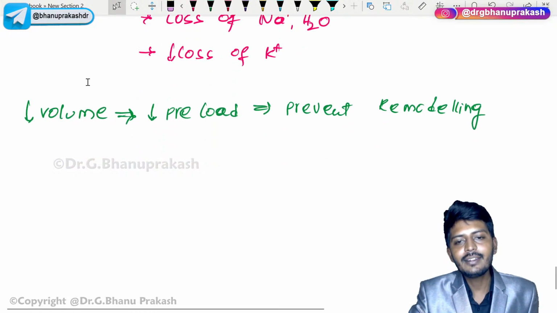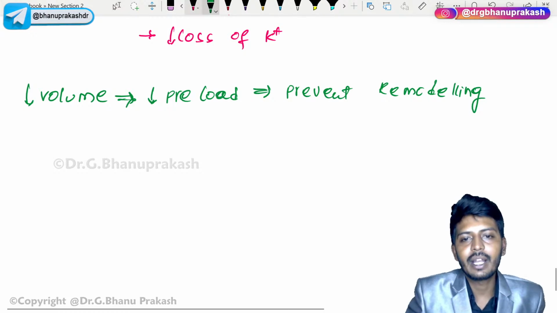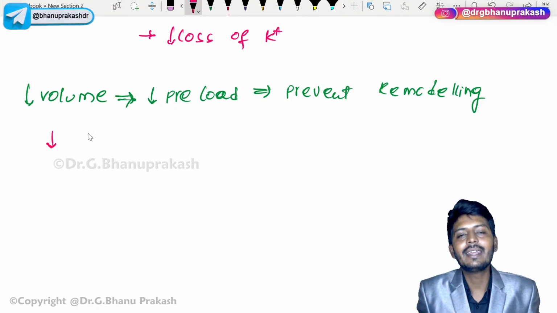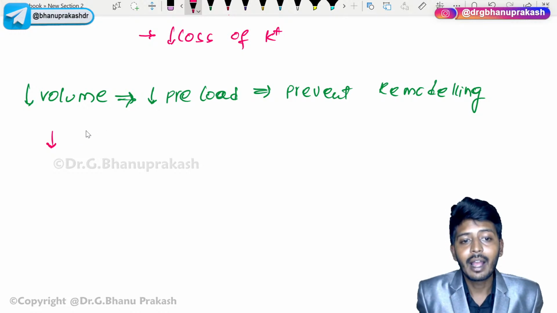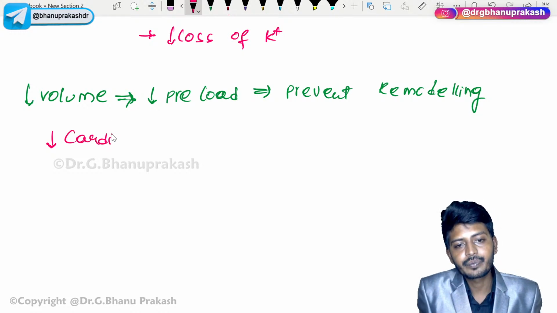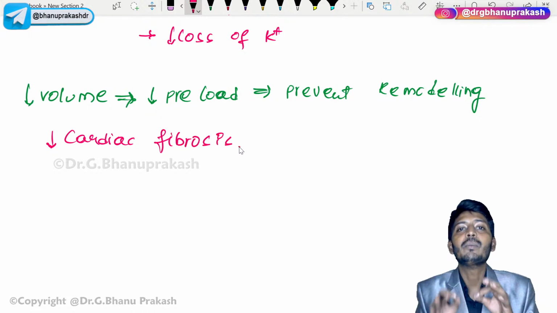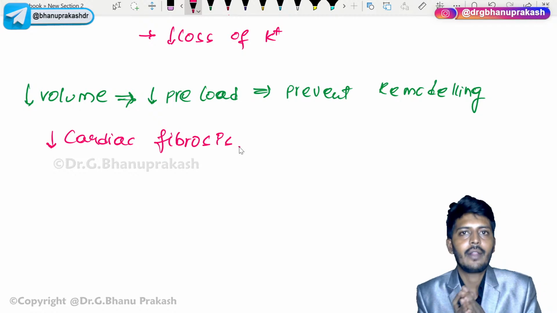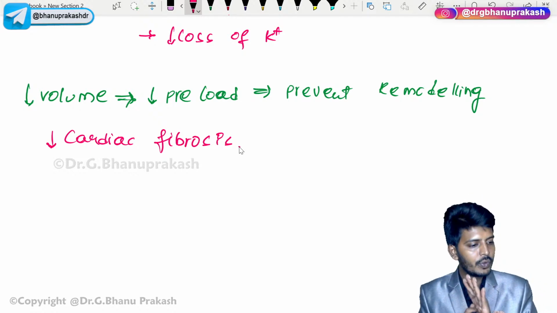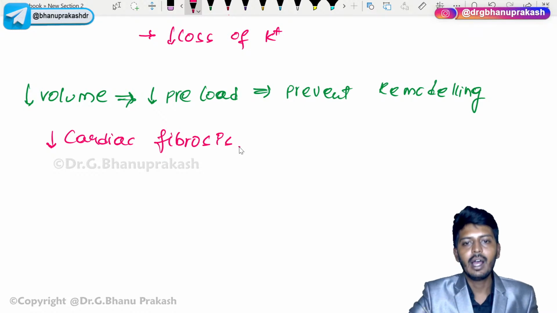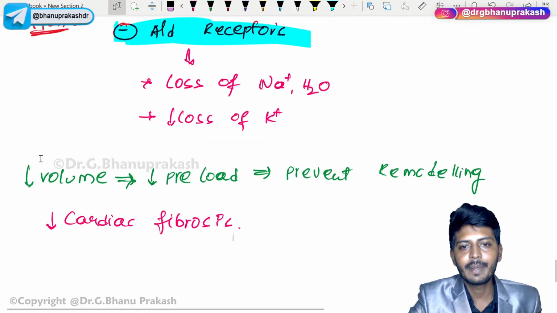Then the next important aspect: also, my dear students, these drugs decrease, what is that? Yes, cardiac fibrosis. How are they decreasing the cardiac fibrosis? Majorly, they are removing the effect of aldosterone on the body, because they are blocking all the aldosterone receptors. If the aldosterone receptors have been blocked, automatically they will decrease the cardiac fibrosis. So this is the story of your potassium sparing diuretics.